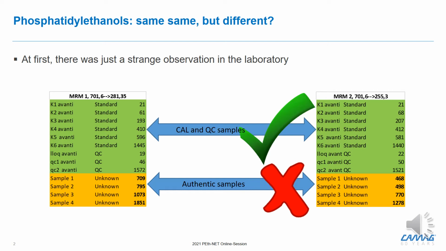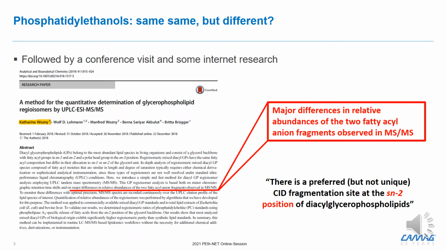samples, when using reference material from Avanti Polar, the concentrations we obtained were matching quite well for both monitored transitions. However, this was not the case when we analyzed authentic samples which contained naturally produced phosphatidylethanol. There we saw that one of the transitions scored a significantly higher concentration than the other transition. At first, we could not explain what is causing this issue and how we could solve it.